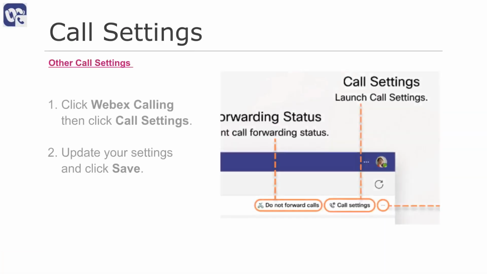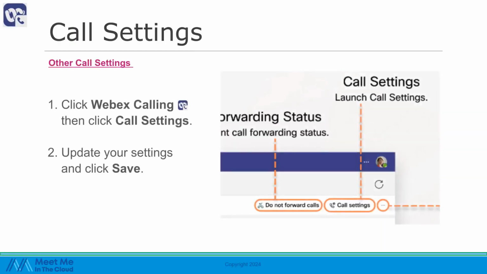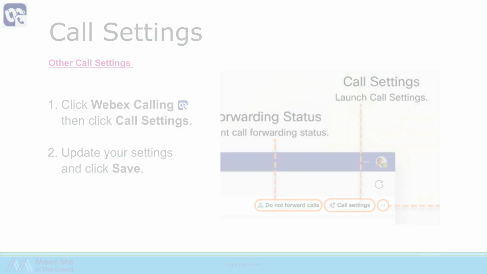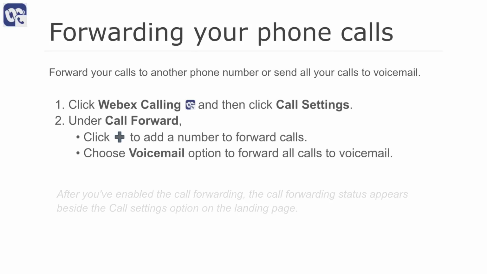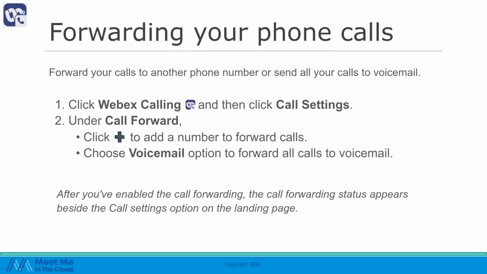Your Webex Calling admin may allow you to customize your phone with other features. Please click on Webex Calling and then click Call Settings to see those options. Remember to click Save to update your settings. Finally, the Call Settings area is also where you can set up your phone to forward calls to other numbers or directly to your voicemail.